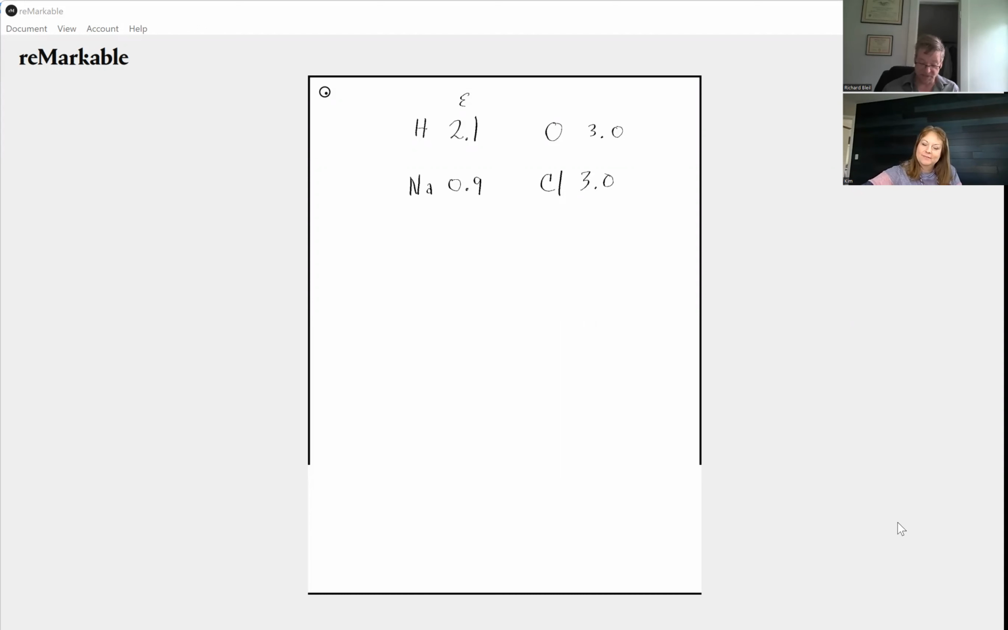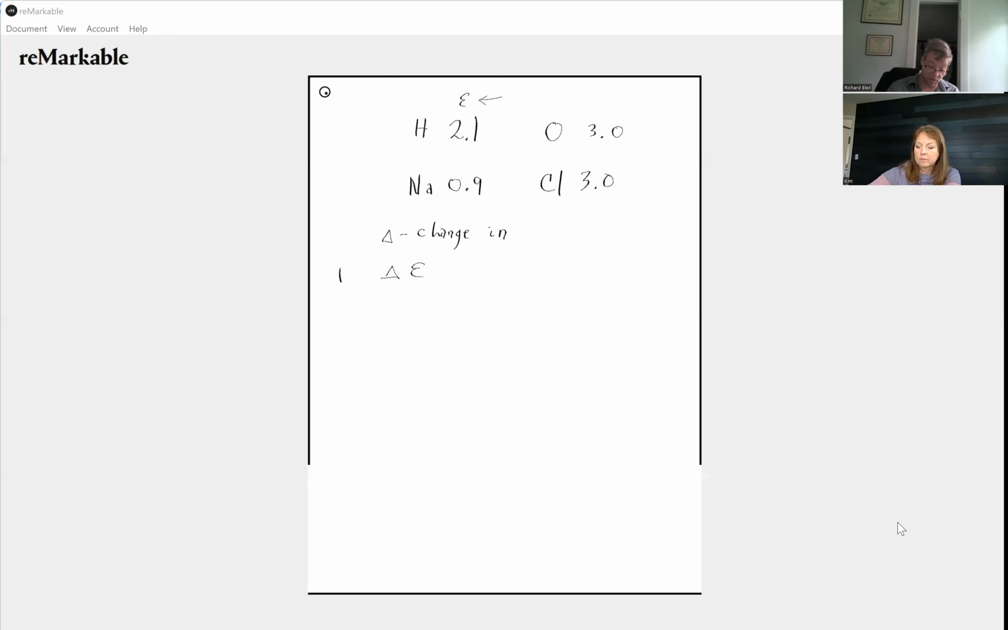So electronegativity has this funny little symbol. This is the Greek letter epsilon. That's what we use to represent electronegativity. And remember, delta always means change in. It's a mathematical symbol. You're going to see it a lot. So what we're looking at is the change in electronegativity. Always look at the absolute, the positive change in electronegativity.